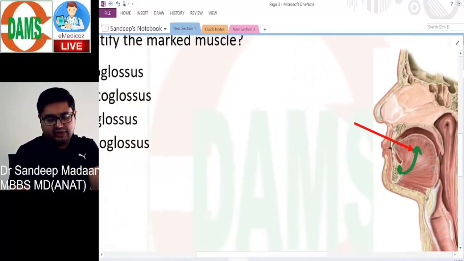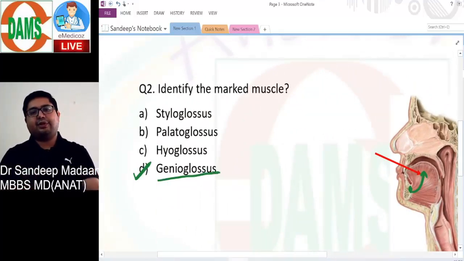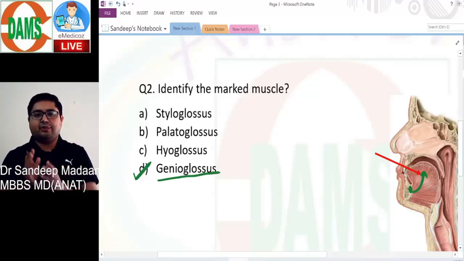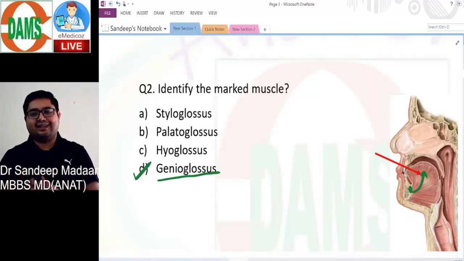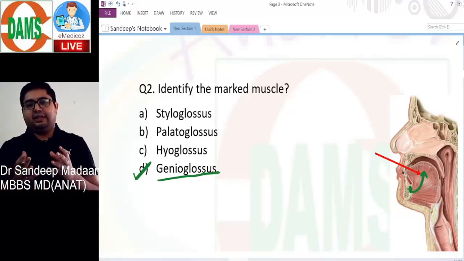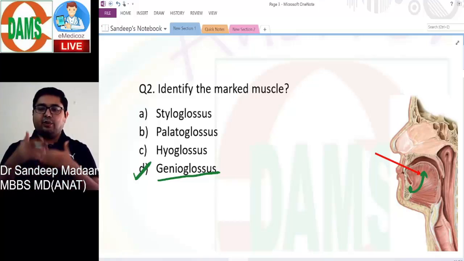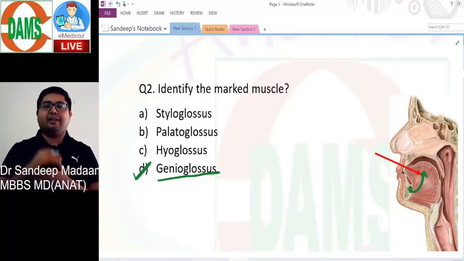We appreciate this muscle is genioglossus muscle. Another important point about this muscle is that it is responsible for the protrusion of the tongue, right? So, when the patient is in coma or this muscle is not working, then the tongue may roll back and it may block the airway, right?